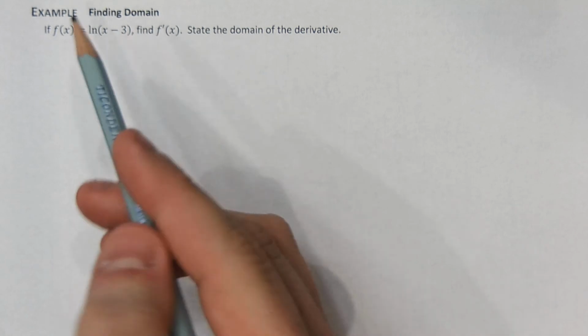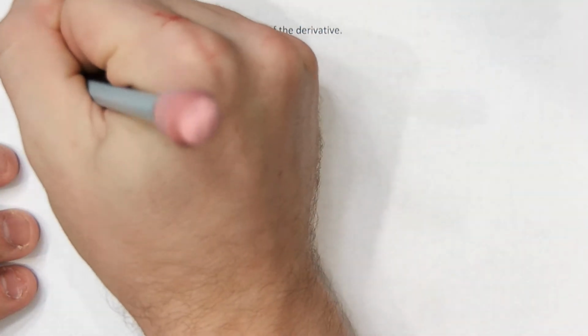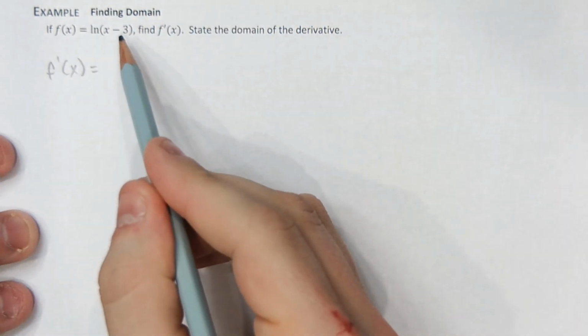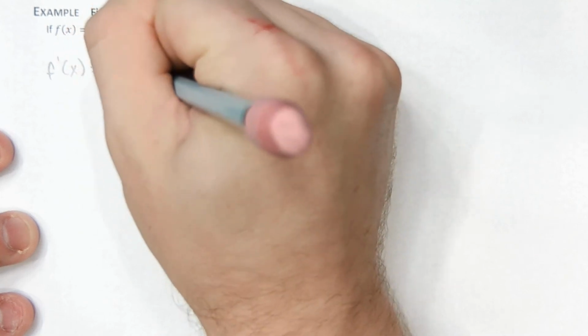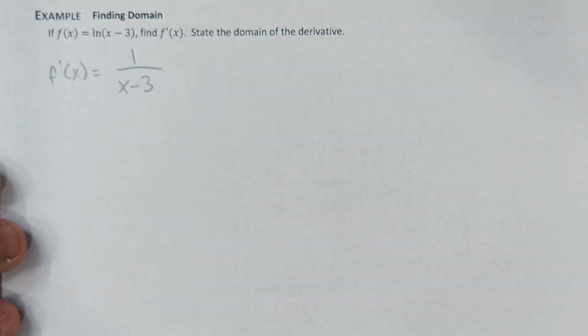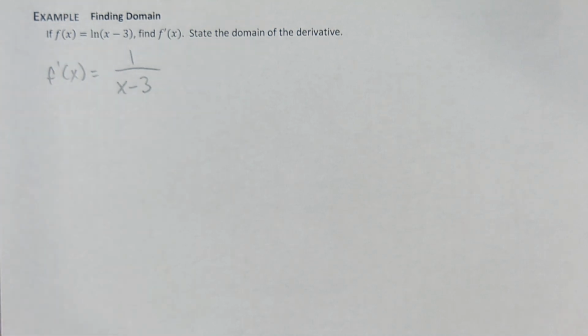It says, this is f of x, find the derivative. And then we're going to find the domain of the derivative. Okay, this is pretty straightforward, right? F prime of x equals the derivative of every ln, which is 1 over the argument times the derivative of the argument. Okay, the derivative of the argument is just 1. Well, there it is. So what is the domain of this derivative?